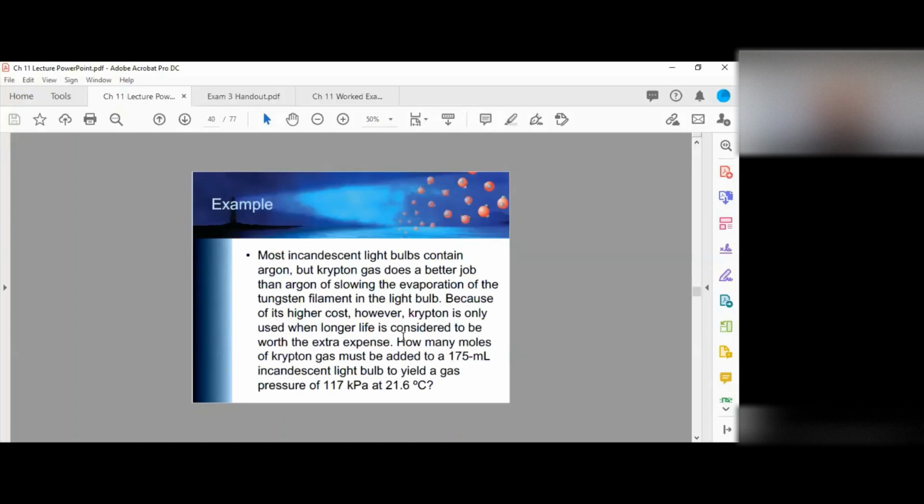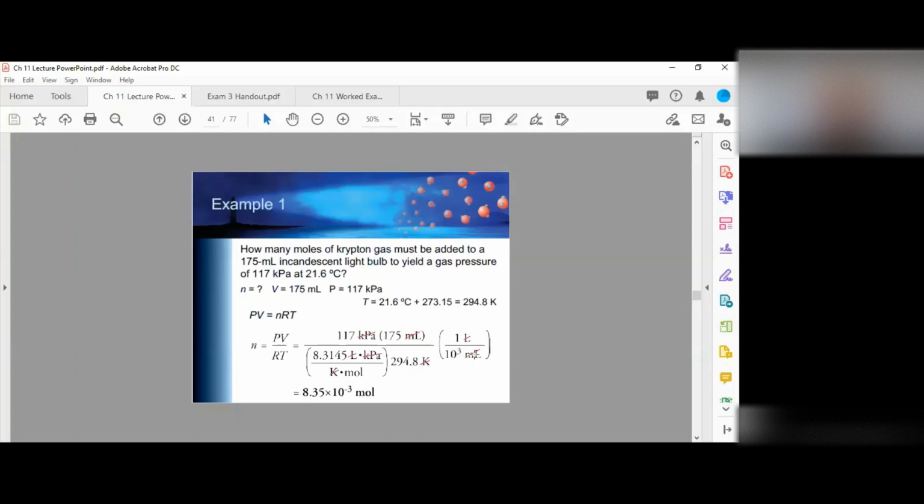The temperature is in Celsius, so I convert it to Kelvin by adding 273.15. The milliliters have to be converted to liters, which is going to be 0.175. Plug all that in, and that will allow you to get the number of moles, which is going to be 3 sig figs, due to the fact that you have 3 sig figs in the given data. That is the reason why your final answer is written in 3 sig figs.